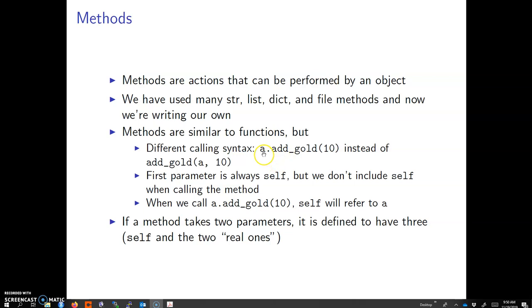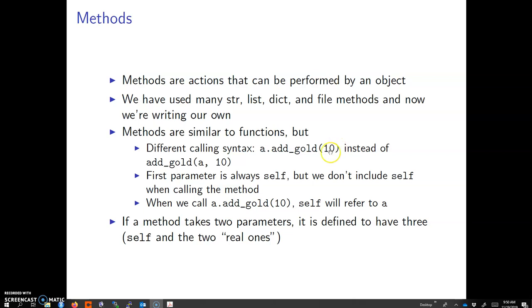We have an object A, and say we want to add gold to our account using this method, and the amount of gold we want to add is the value of 10. We would call this instead of this. So this looks more like a traditional function, and this is a method, and how we've been using them the whole course. This is just standard in Python. The first parameter is always self. Remember that keyword self. We don't include self when calling the method.